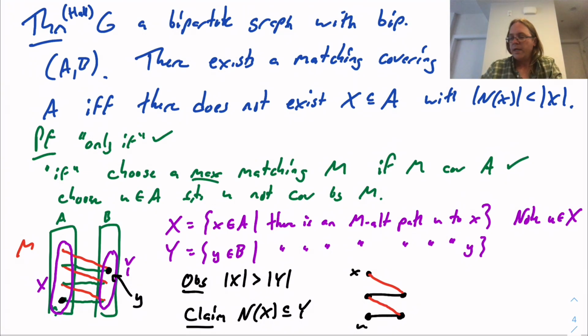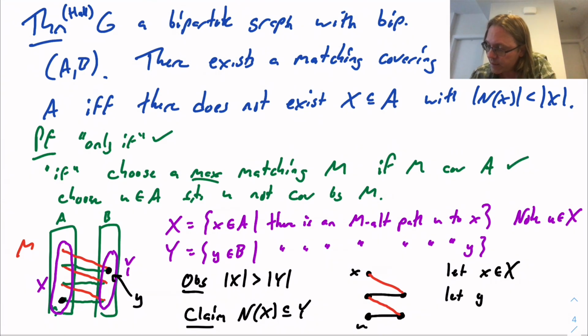So let's, I'm trying to prove the claim. I'm not going to write so much. The proof is in the notes as always, but I'm going to let x be some vertex in X, and I'm going to be considering the neighbors of that vertex, right? And so let's say y be a neighbor of that vertex x, right?